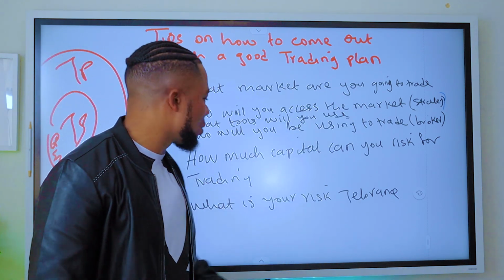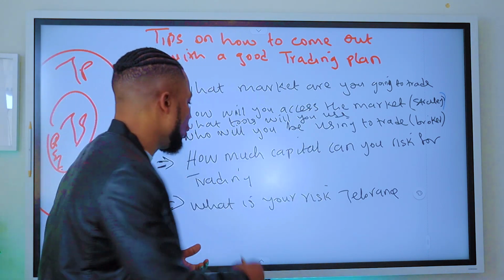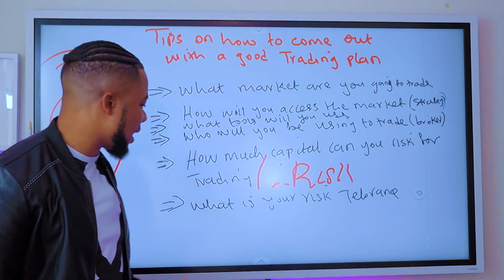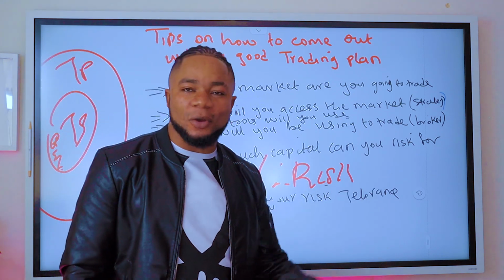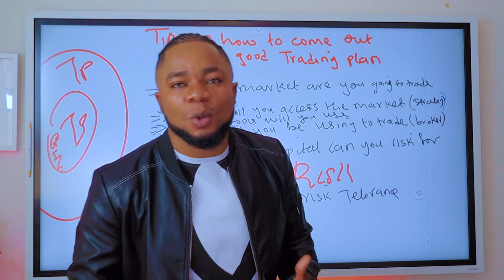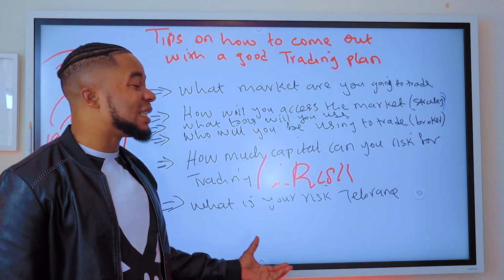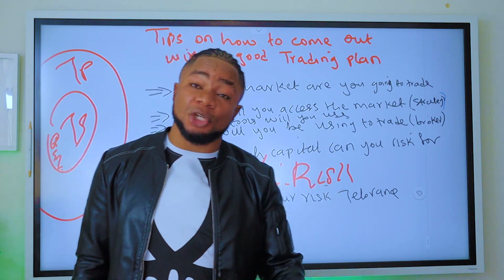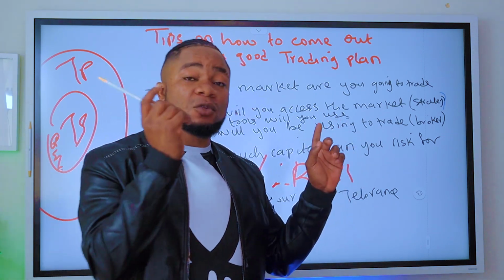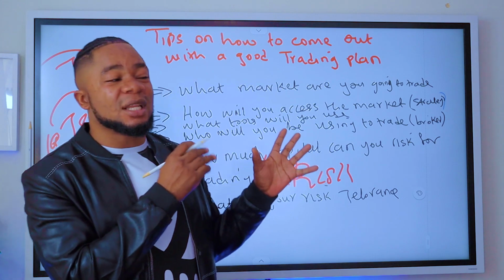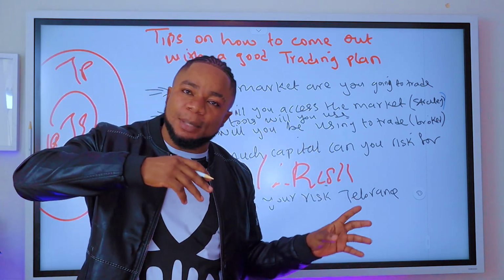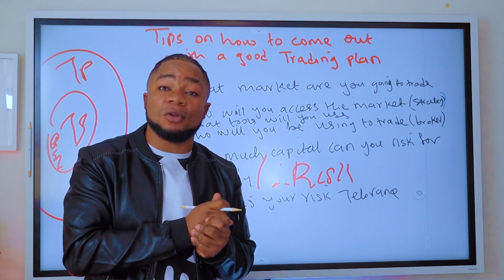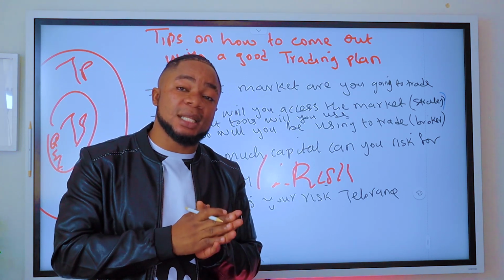How much capital can you risk for trading, or how much can you afford to lose? How much can you afford to risk? That is something you also answer. Then what is your risk tolerance? What is your risk appetite? These questions must be answered in any trading plan, and this is just part of the 20 questions that must be answered in your trading plan. If you want to watch the video that shows you the 20 questions that must be answered in your trading plan, make sure you check this other video which explains everything that must be answered in your trading plan.